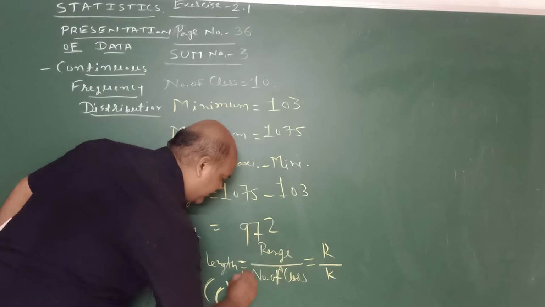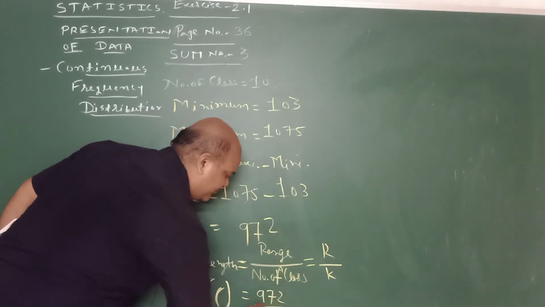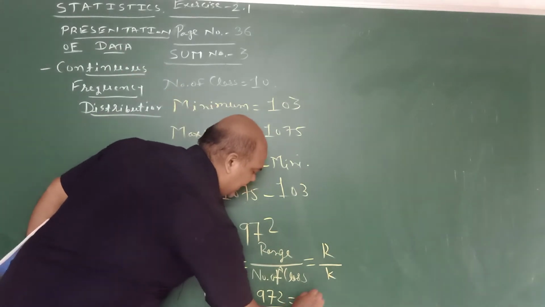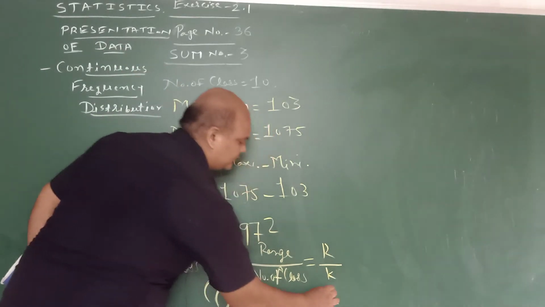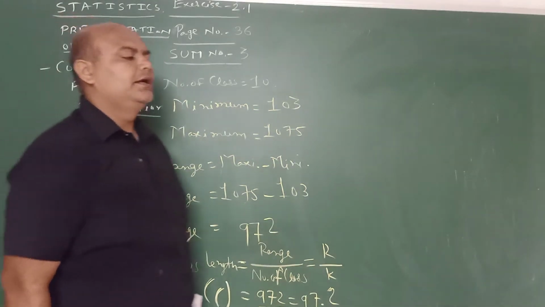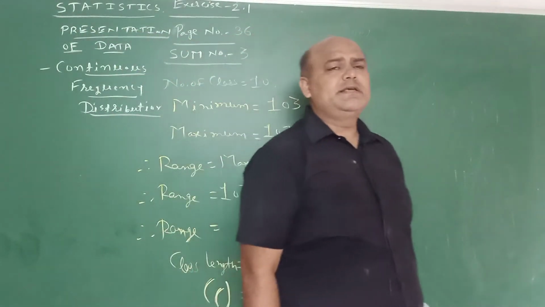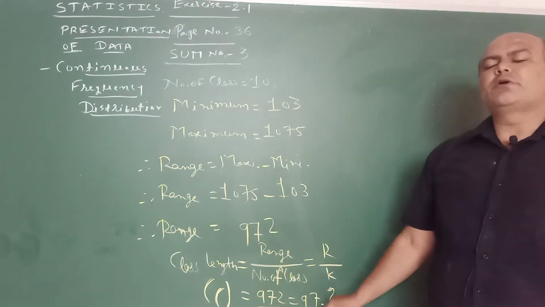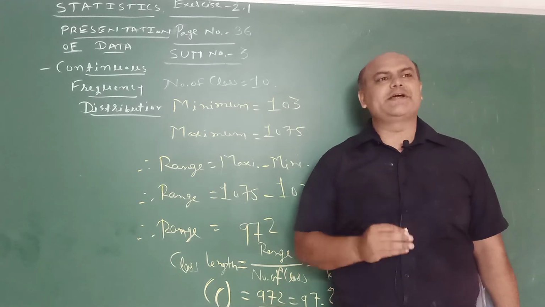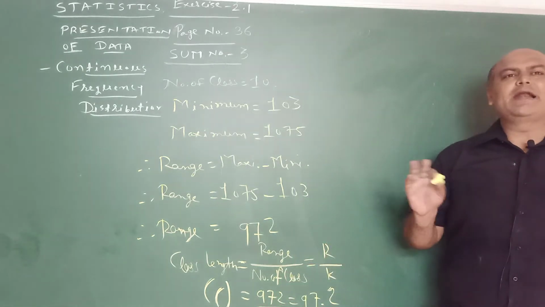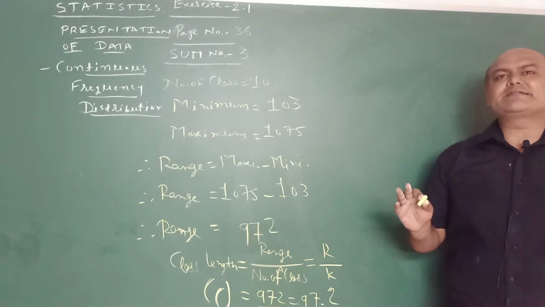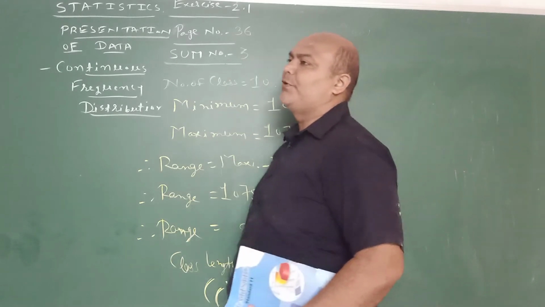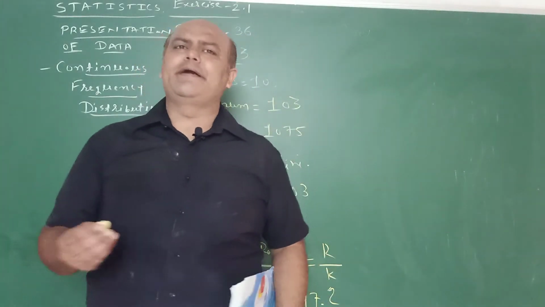So 972 divided by 10 classes is 97.2. See, we can't take the class length in point like this. So we have to convert this fraction number into the integer number. So you all are able to understand that we can take the class length near to 97.2. And near to 97.2, my dear friends, is 100.